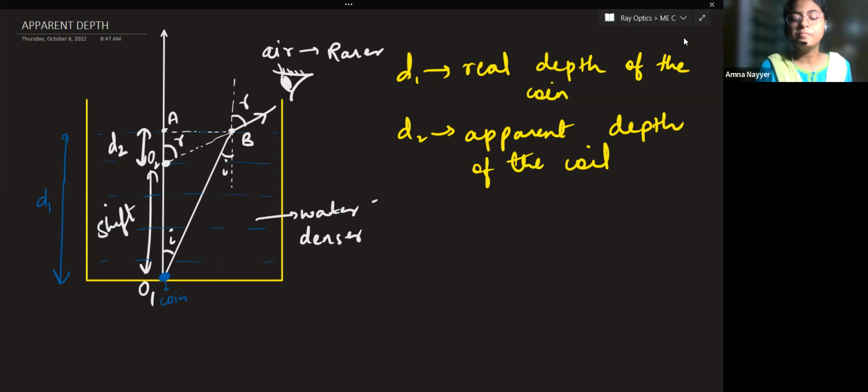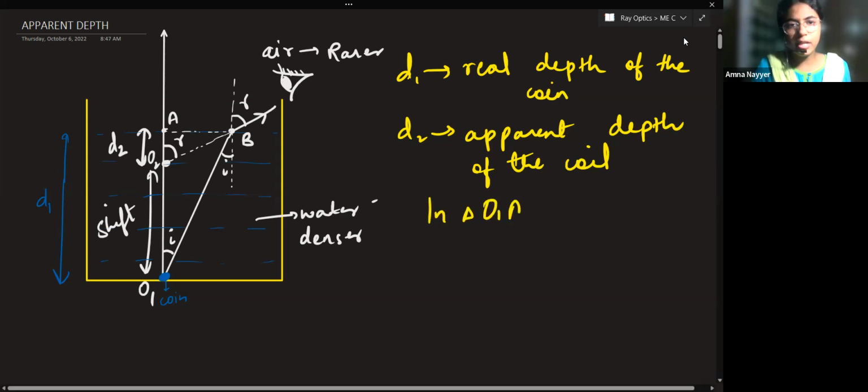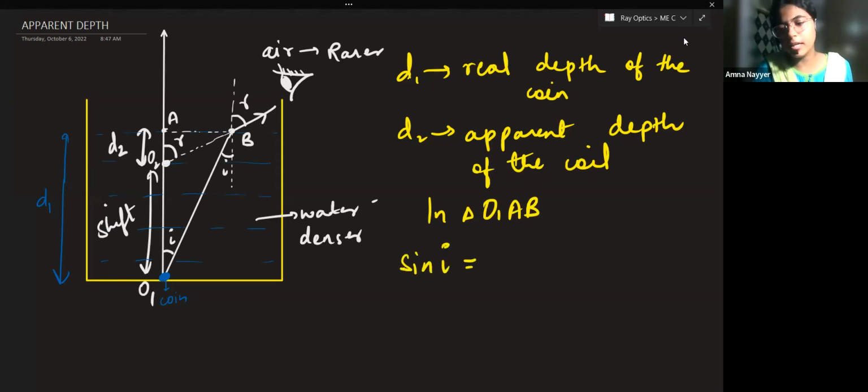See, if you notice this triangle, O1AB, this very big triangle from the coin till the surface, in triangle O1AB, if I try to write down the value of sin i from here, this will be what? Perpendicular upon hypotenuse. So perpendicular is AB, hypotenuse is O1B. So this becomes AB divided by O1B. Fine. Now if you see the smaller triangle, O2AB, what will be the value of sin r now?